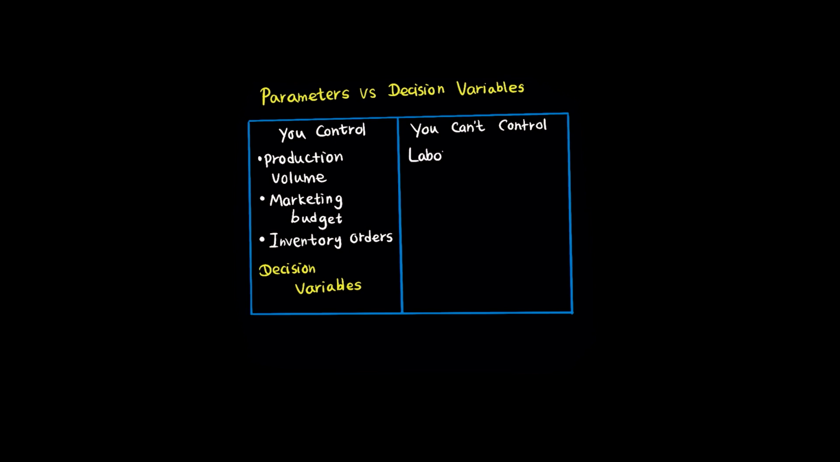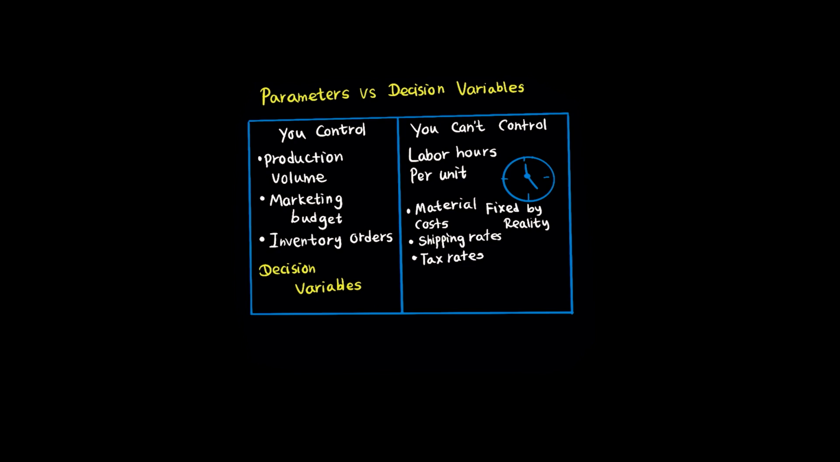But labour hours required per unit, that's determined by product complexity and worker skill. You can't just decide it takes less time. The hours needed are what they are. Same with material costs, tax rates, or shipping rates. These are parameters, fixed values that constrain your decisions. Labour hours required is a perfect parameter example.